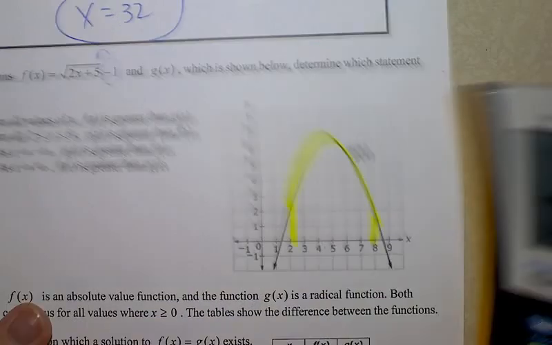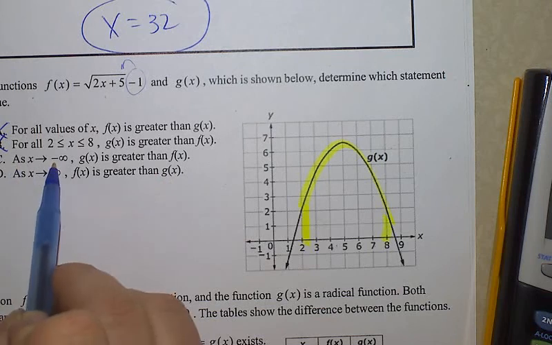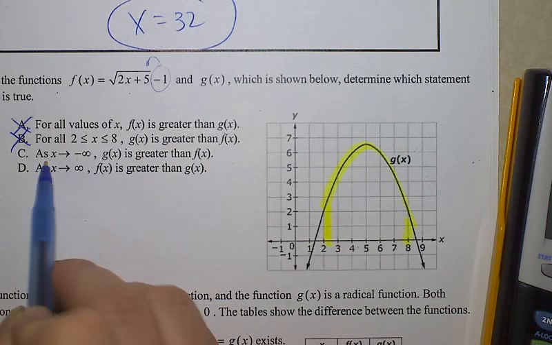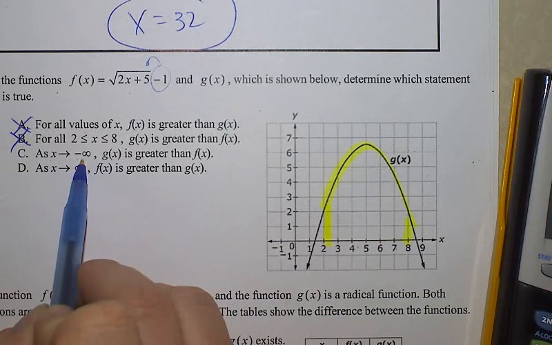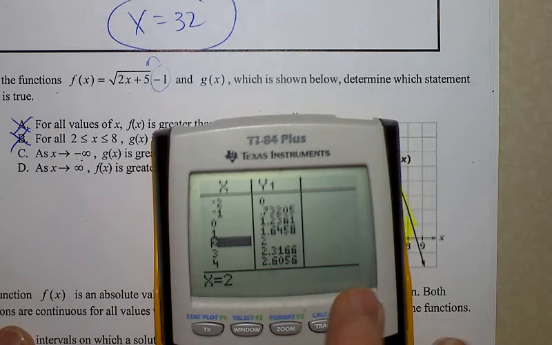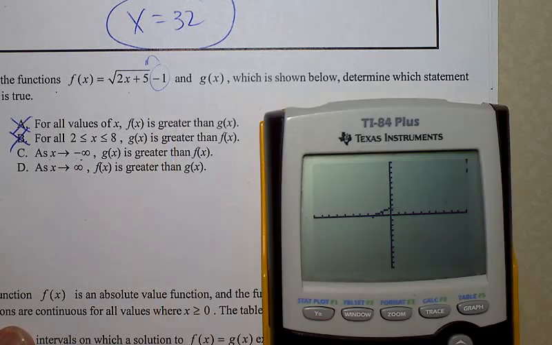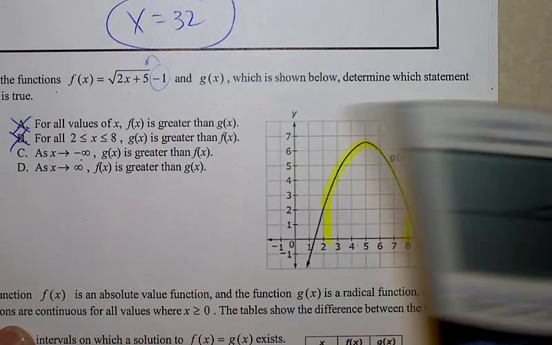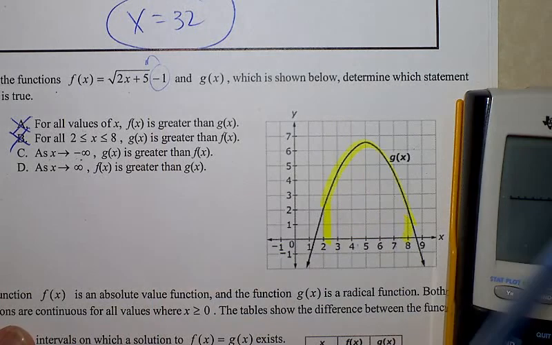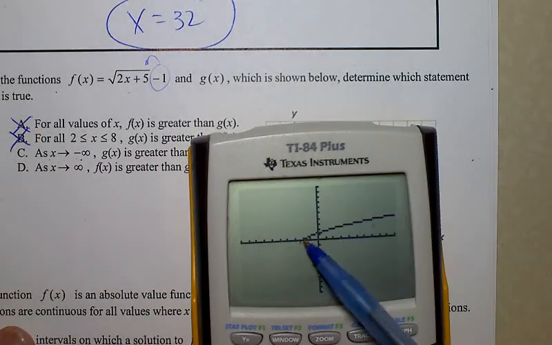The next one says that as you go to the far left, end behavior, this answer is greater than this answer. As you go to the far left, this answer is greater than this answer. Also not true. We can see that it continues to go down, and we know with the radical this is actually going to stop here.